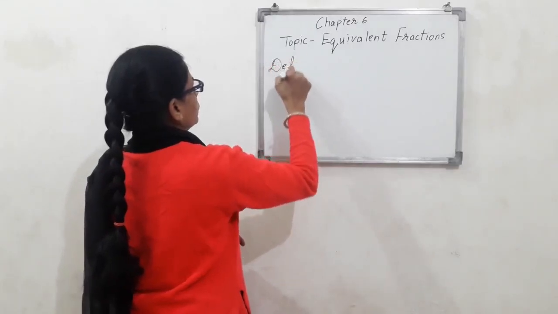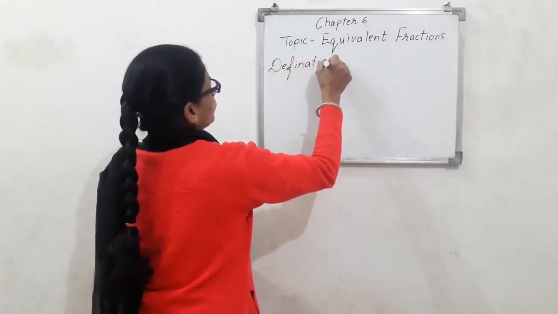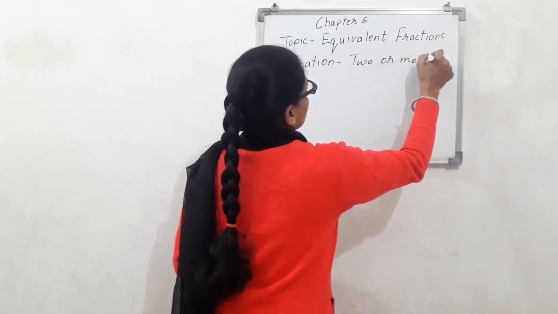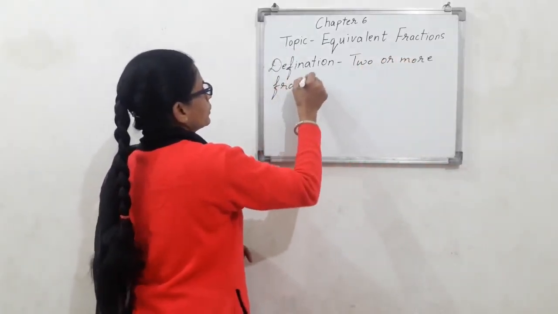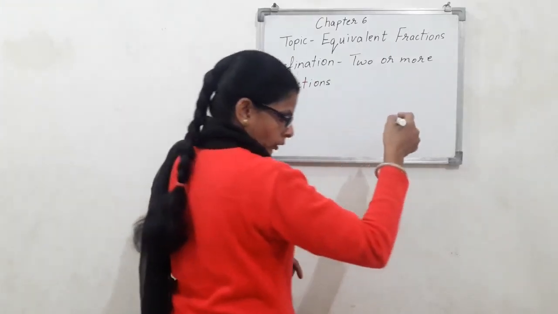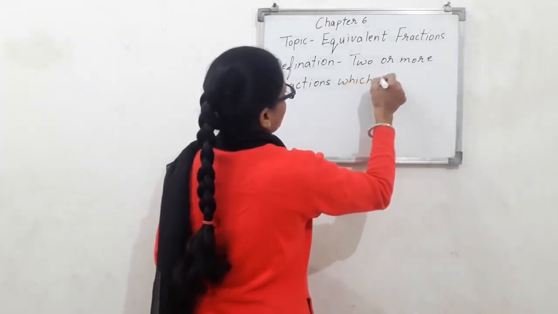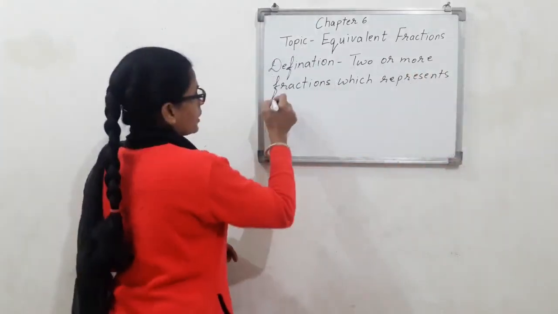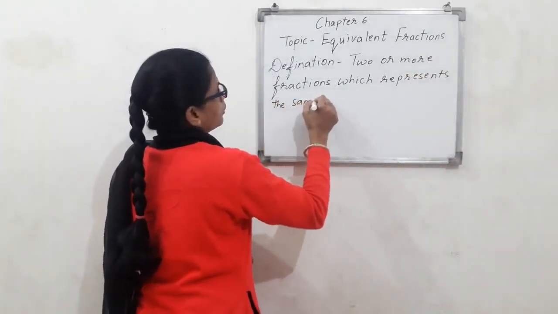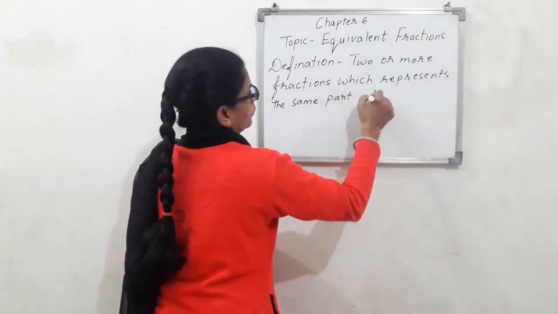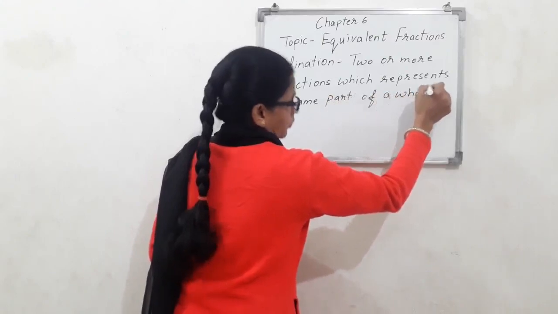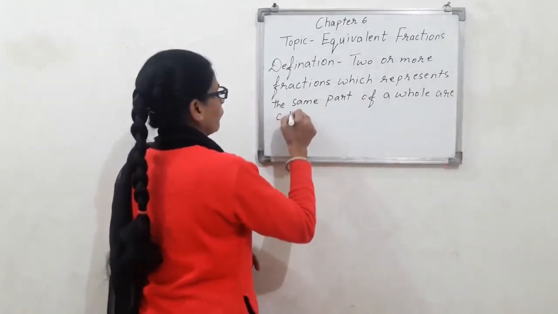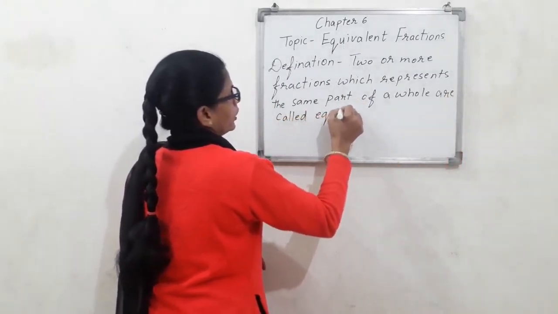Definition: Two or more fractions which represent the same part of a whole are called equivalent fractions.